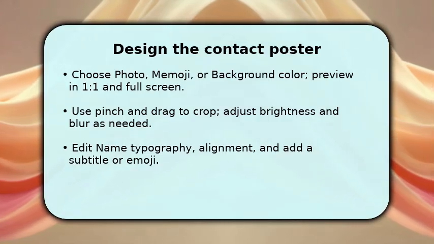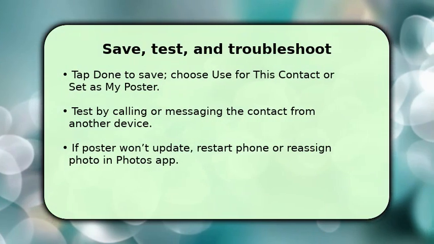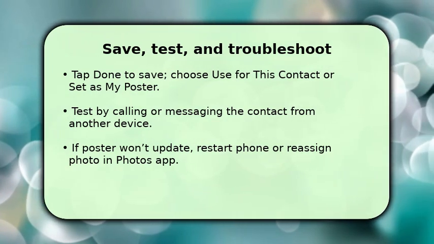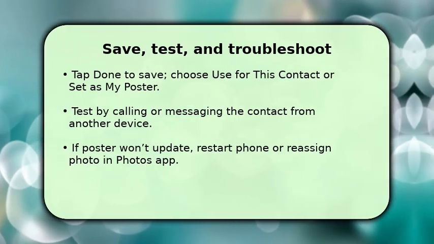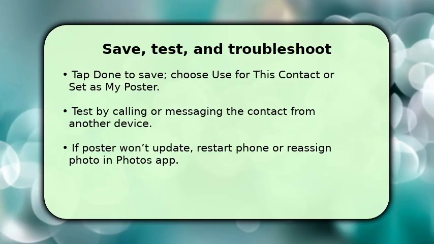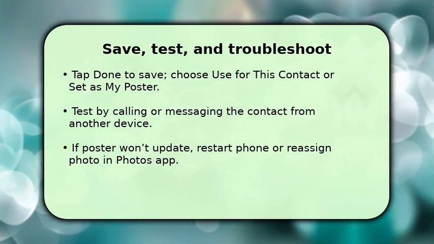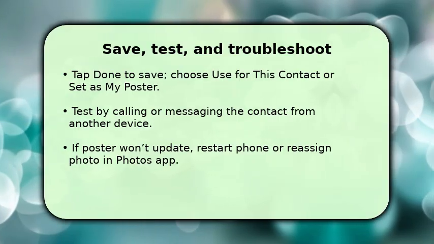You're ready to finalize. Tap Done to save and choose whether this becomes the contact's poster or your personal My Poster. Once saved, test by having someone call or message you, or preview from another device to confirm display. If it doesn't update, make sure Contacts and Photos have permission in settings, then restart the phone.